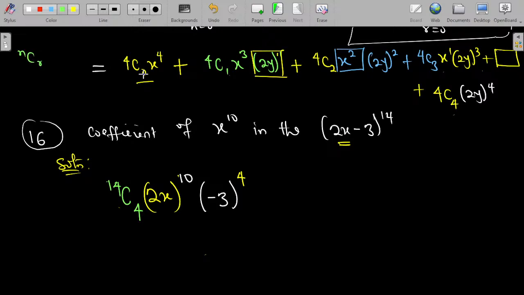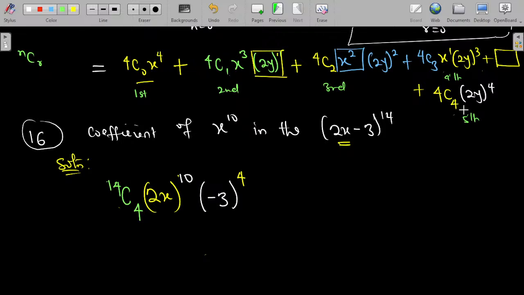So your first R is always 0. So for the first term, your R is 0. For the second term, your R is 1. For the third term, your R is 2. For the fourth term, your R is 3. And for the fifth term, here your R is 4.